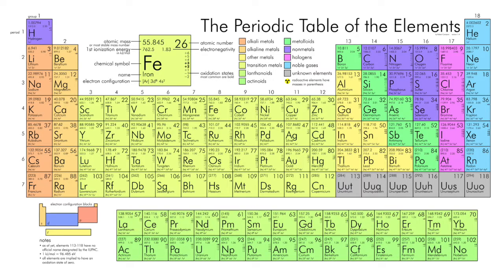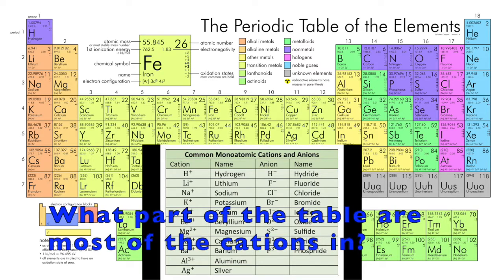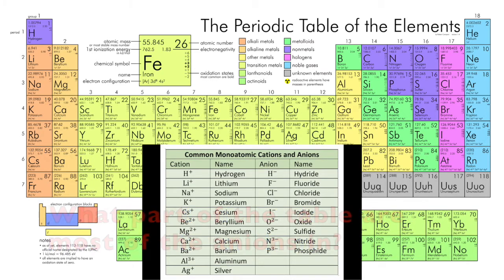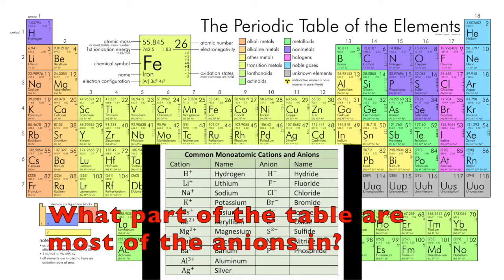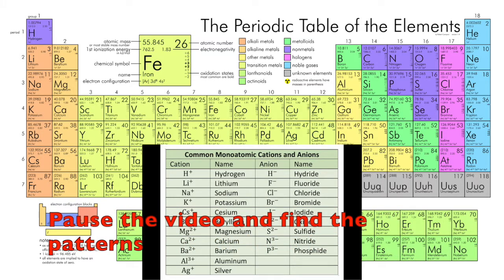Now get out your periodic table. Look at this chart and also look at the periodic table. What part of the table are most of the cations in? What part of the table are most of the anions in? Pause the video and look for patterns. See if you can figure this out.